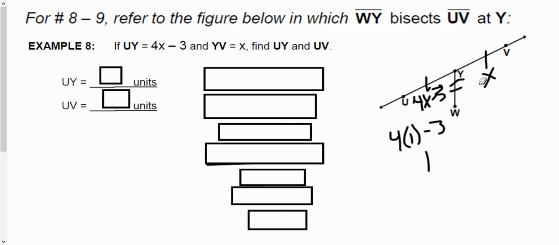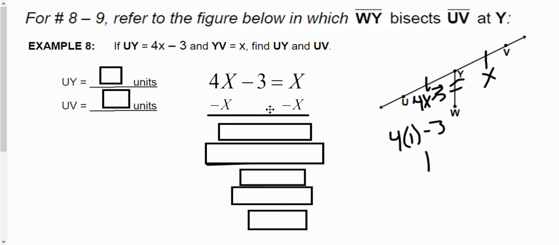We still have our same picture where WY is bisecting UV. These pieces are equal. Now they give us an algebraic expression for UY. I've got it written in here, 4x minus 3. And YV equals x, so this piece is x. They don't give us the whole thing, but we can write an equation because we know this piece equals this piece, or 4x minus 3 equals x, the other piece. So we solve for x.